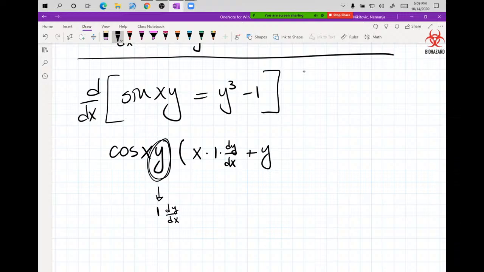Plus copy the second, derivative of x is 1. We don't put the chain rule there.